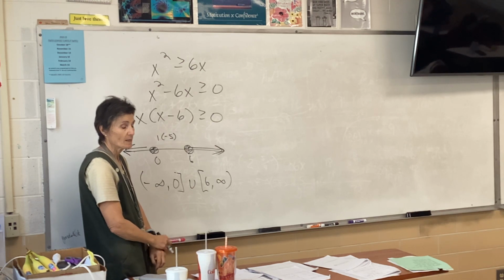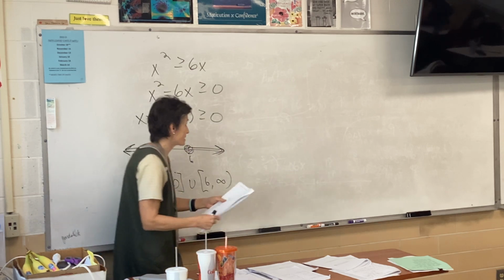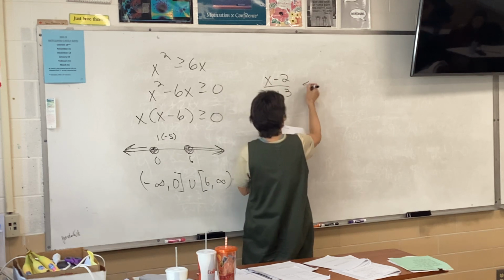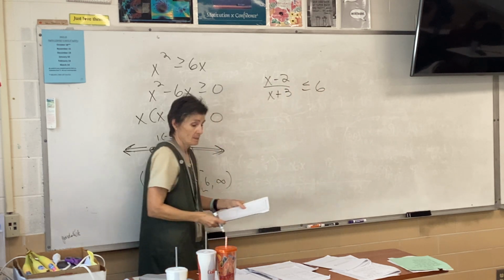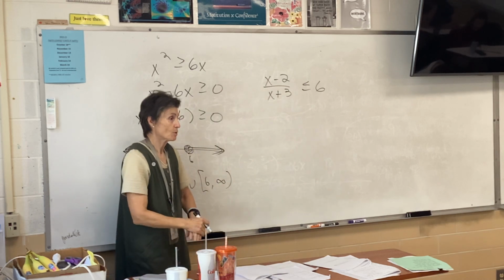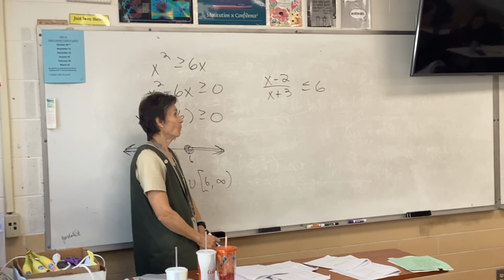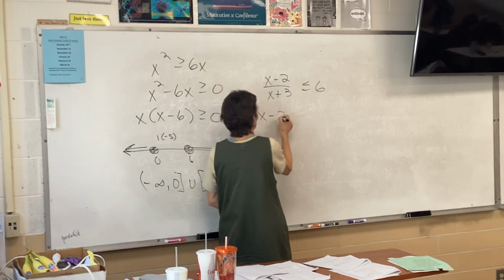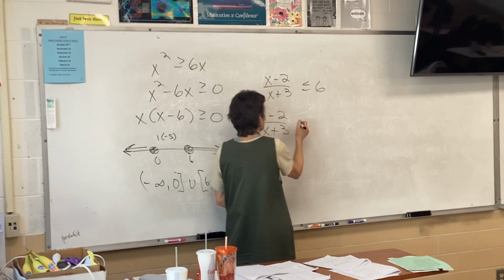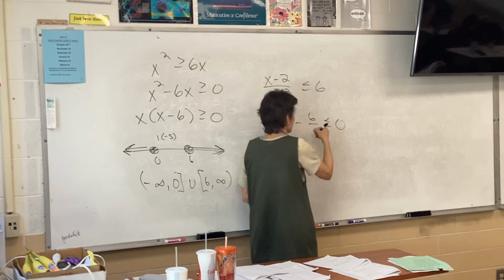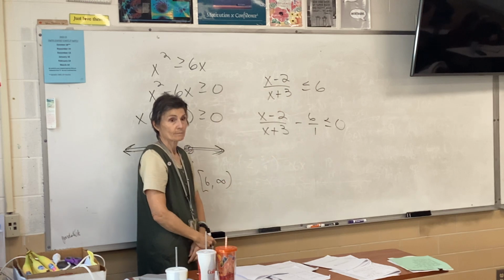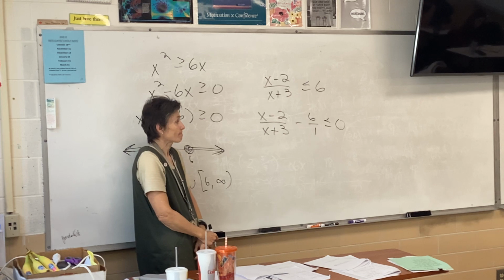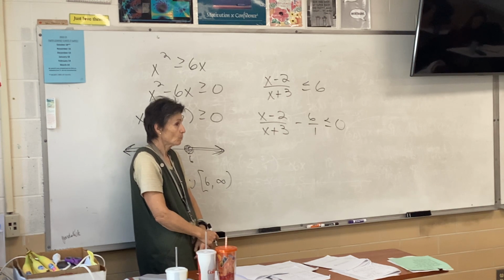Okay? Now, we'll do one more. This is the one we did first thing this morning. So let's see if you can remember. You've only done a couple of them, but we just did them, so maybe it's fresh in your memory. What do we do first? Subtract the 6. And keep in mind that that 6 is like 6 over 1. It's a fraction. Then what?